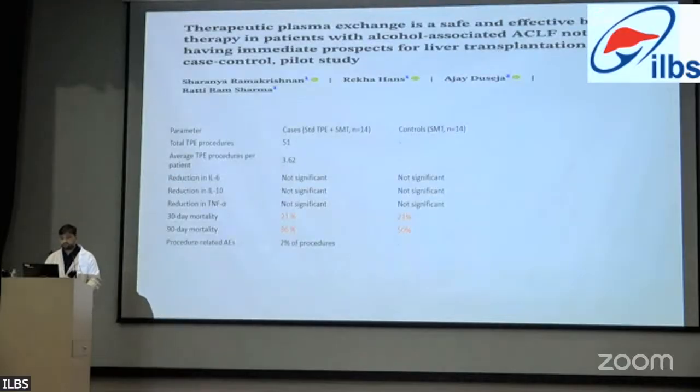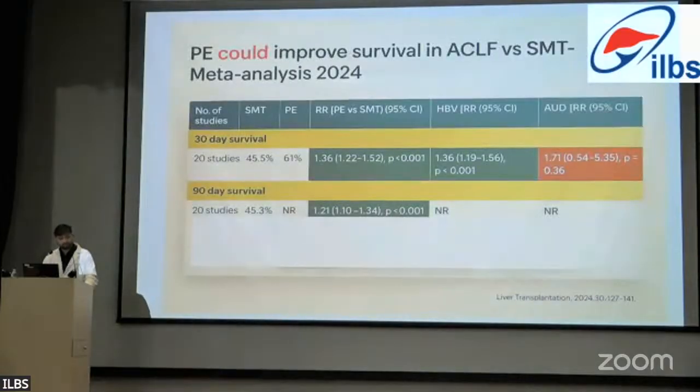The second study was a pilot study done at PGI Chandigarh. It included 28 patients, 14 in the plasma exchange group and 14 in the standard medical therapy group. The 30-day mortality was 21% in both groups, and 90-day mortality was 36% in the therapeutic plasma exchange group and 50% in the standard medical therapy group.